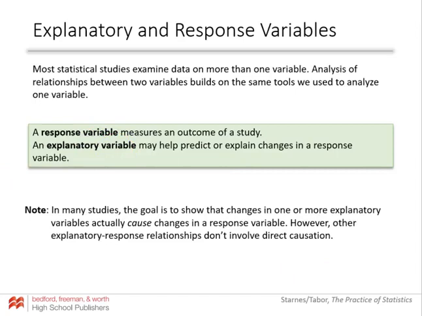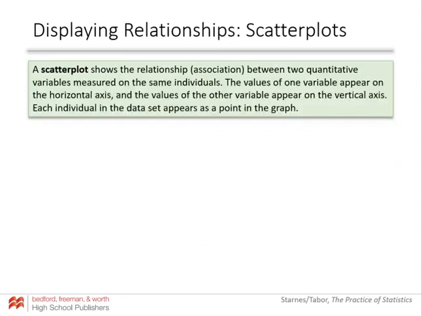Warning: a lot of times when we're looking at these studies, they are trying to prove that one variable causes the other one to change. Sometimes they're trying to prove that, but we have to make sure that we aren't assuming causation. Okay. So the graph that we're going to be looking at is a scatter plot.